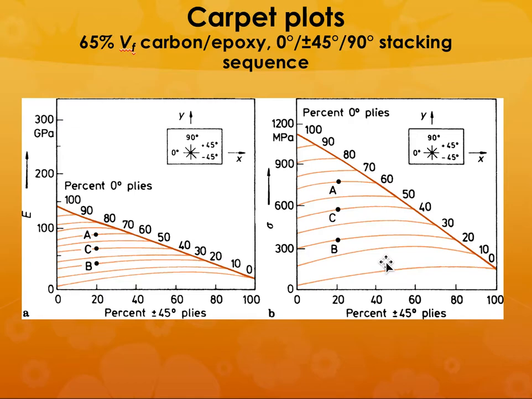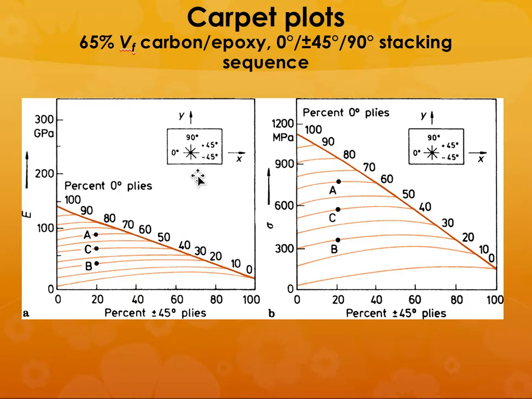So you can actually plot what are called carpet plots. If you have 65 volume percent fiber carbon epoxy and 0 plus minus 45 90 stacking sequence, depending upon the percent 0 degree plies and the percent 45 degree plies, your properties are going to be different. So from this you can at least get a reasonably good idea of what the mechanical properties are going to be and what are going to be the changes in the properties as you change the testing angle.